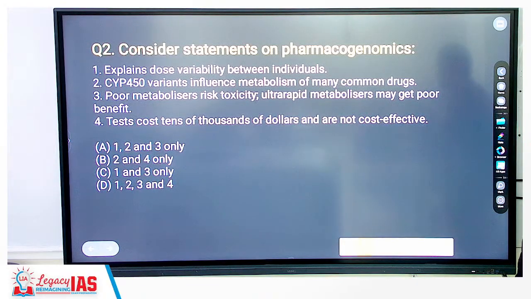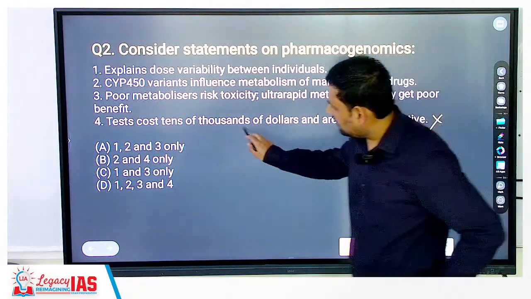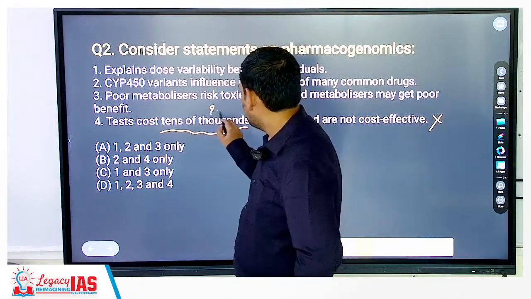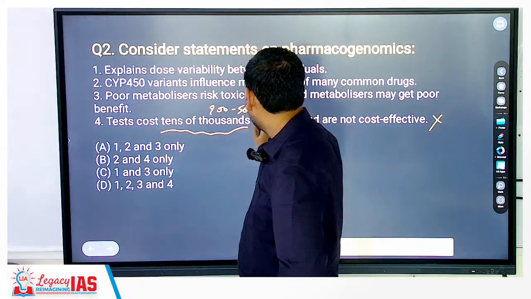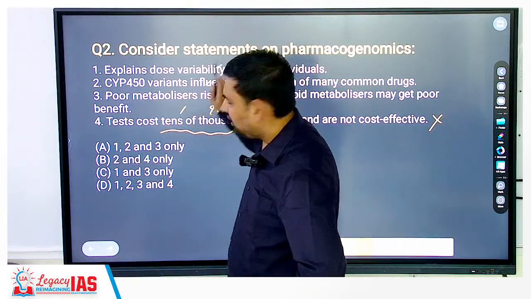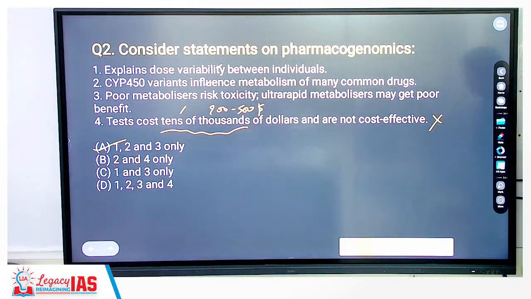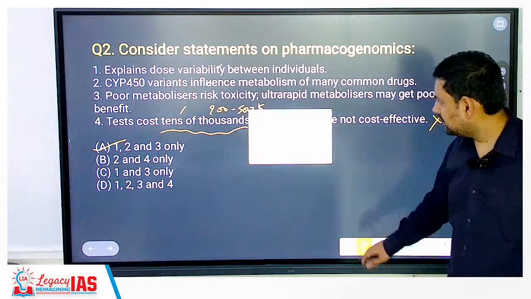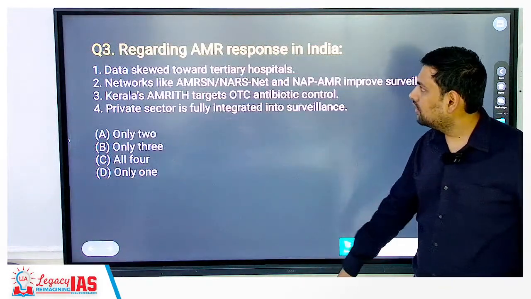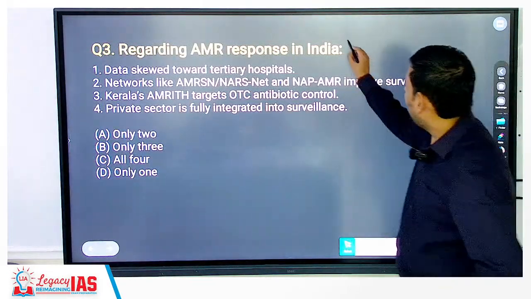Which one is wrong? Fourth one is wrong. Why? Because it does not cost tens of thousands. Now it is $200 to $500. Other all 3 are correct. So answer becomes 1, 2, 3. Then next, this is according to GLASS. Okay.